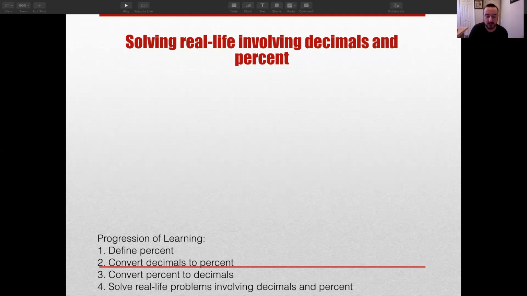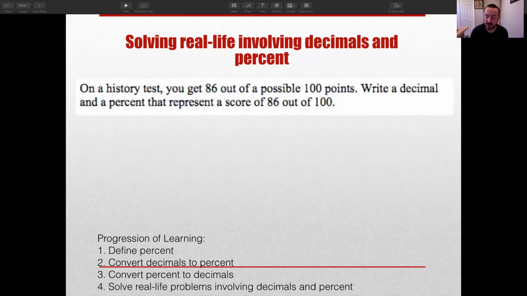So I'm going to put one up here that I'd like you to try on your own. You can probably just do this using mental math. So think about it for a second.